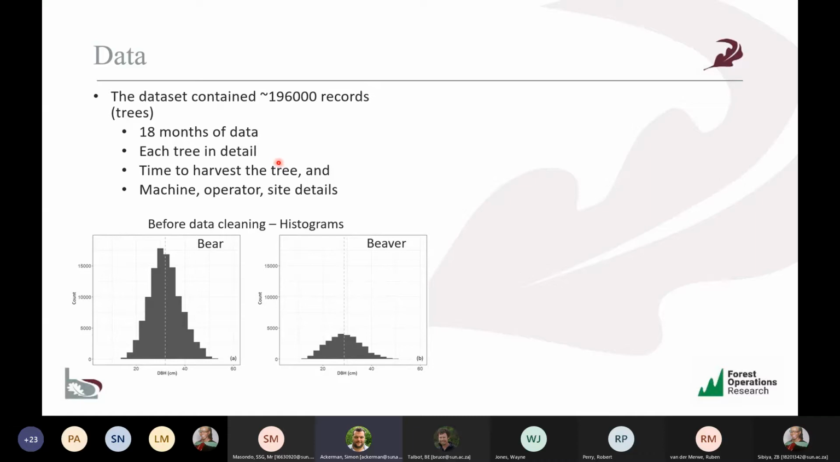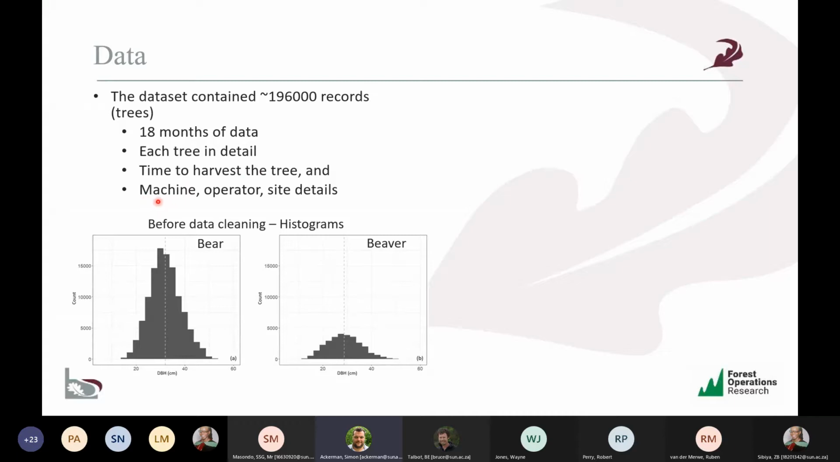DBH, height, volume, logs produced from that, the volume of the logs, and also some level of understanding of the tree taper, because it measured every single diameter of the tree as it progressed across the stem, merchandising every 10 centimeters. So the volume for every tree, every 10 centimeters of stem. It had the time to harvest in terms of a date stamp, as well as the GPS position of the machine while it was harvesting the tree.